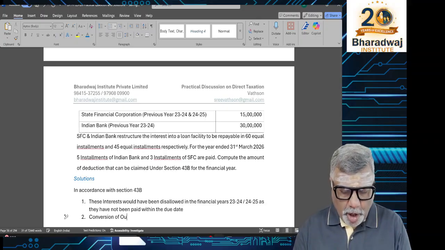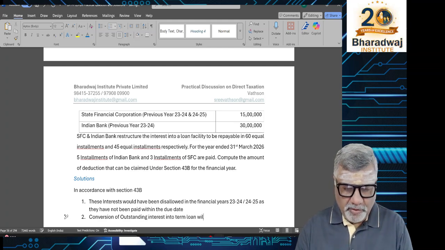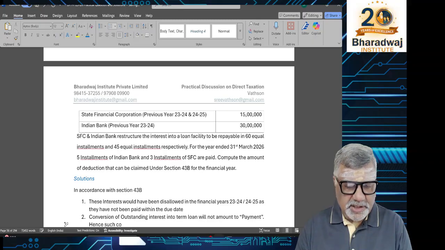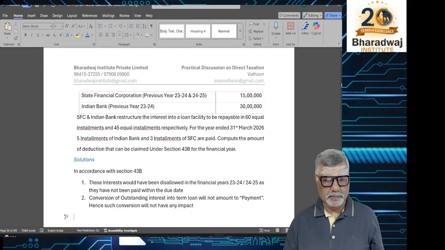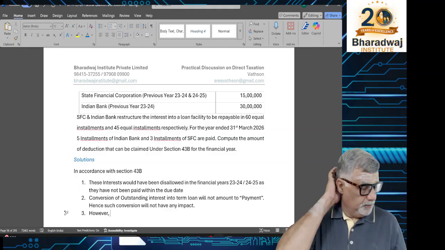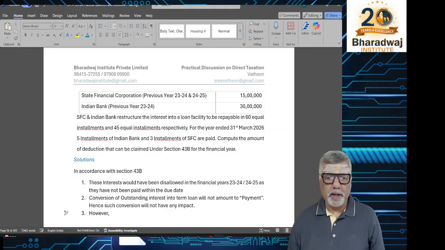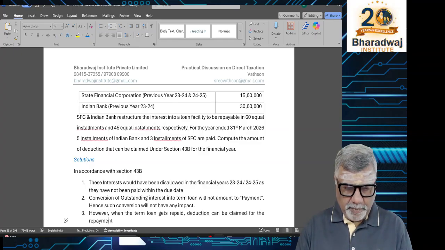Conversion of outstanding interest into a term loan will not amount to payment. Hence, such conversion will not have any impact. However, when the term loan gets repaid, deduction can be claimed for the repayment made.